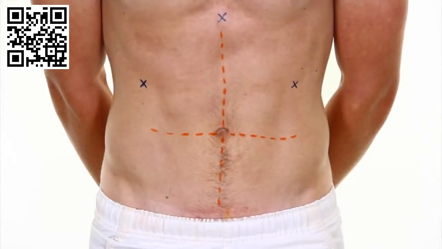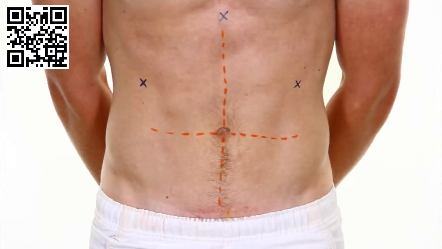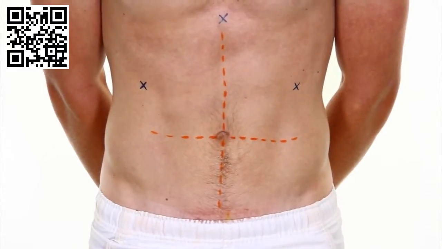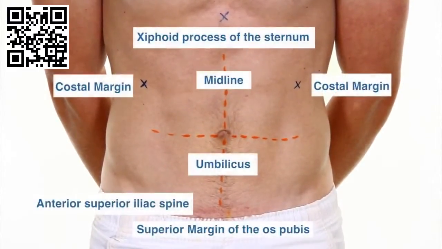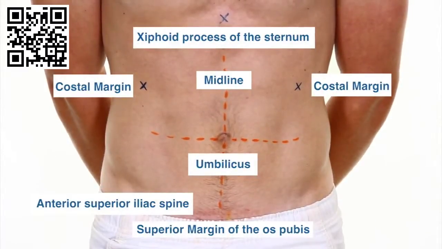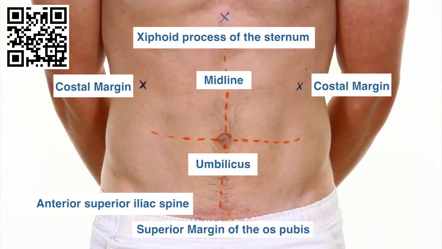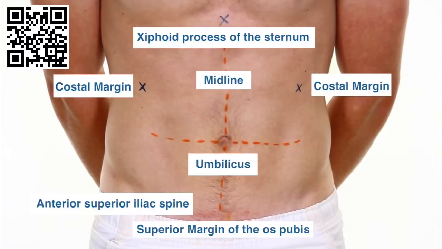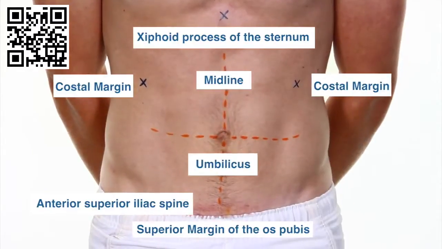In order to describe the location of pain, etc., there are also a number of landmarks it's useful to be aware of. These include the costal margin, xiphoid process of the sternum, midline, umbilicus, anterior superior iliac spine, and the superior margin of the os pubis.